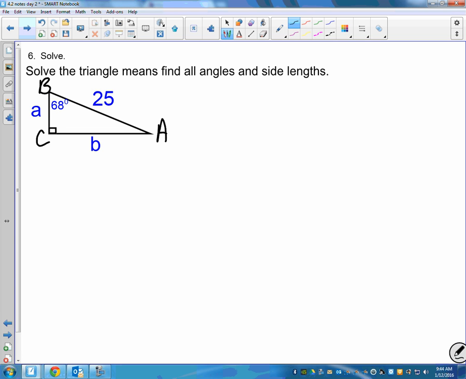What's one missing part you could give me pretty easily here without having to do any tricks? Yeah, because what do we know about the angles of the triangle? They equal 180, right? So all you have to do to find angle A is subtract 68 from 90 to get the angle. So we can say that we know angle A equals 22.